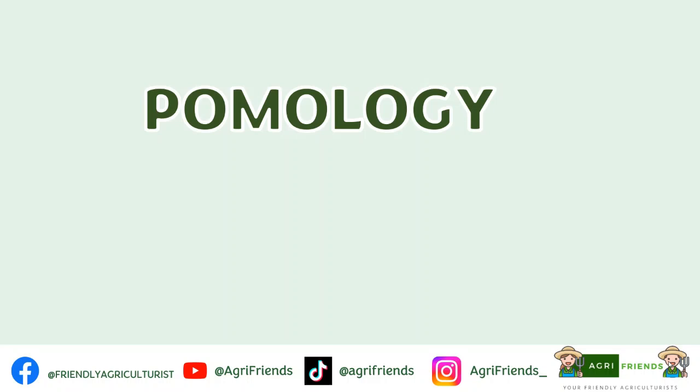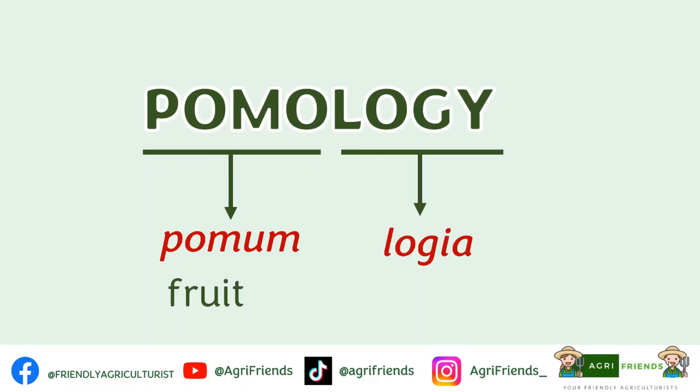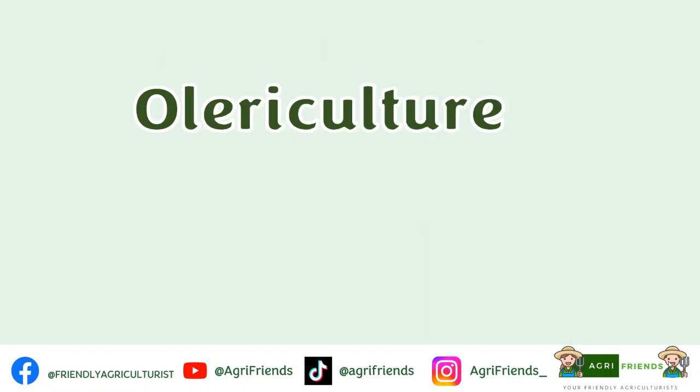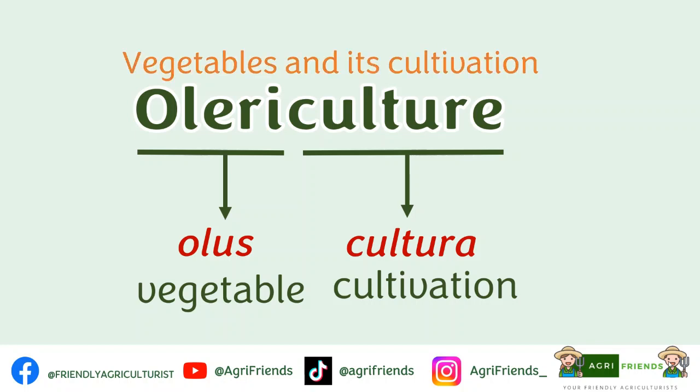Pomology, from the Latin word pomum, meaning fruit, and logia, meaning the study of. Pomology is defined as the study of fruits, its cultivation, and management. Olericulture. The term olericulture comes from the Latin word olus, meaning vegetable, and culture, meaning cultivation. So olericulture is the branch of horticulture that deals with the production, storage, processing, and marketing of vegetables, or simply the cultivation and management of vegetables.